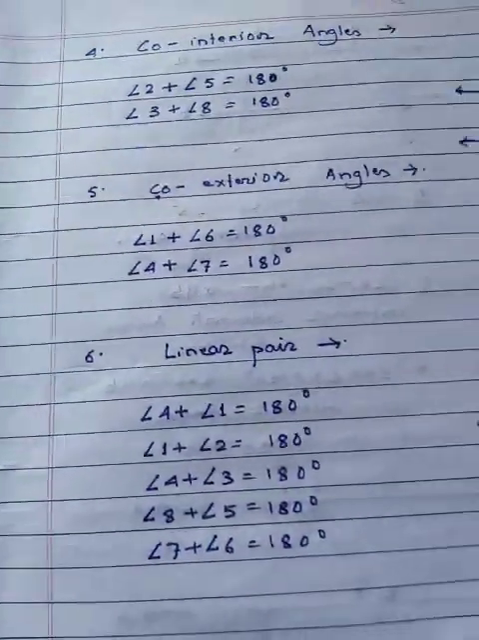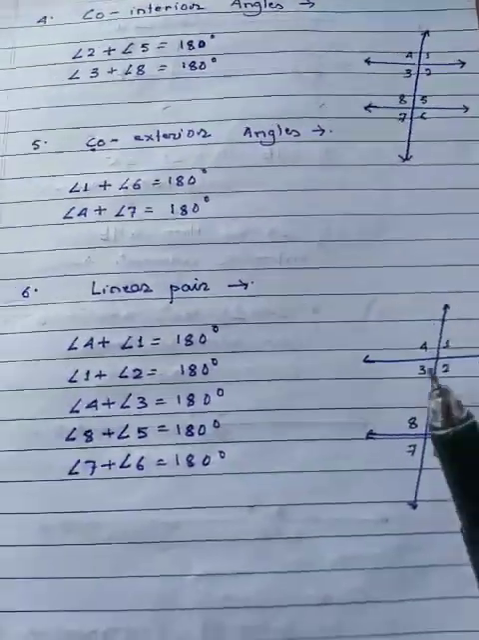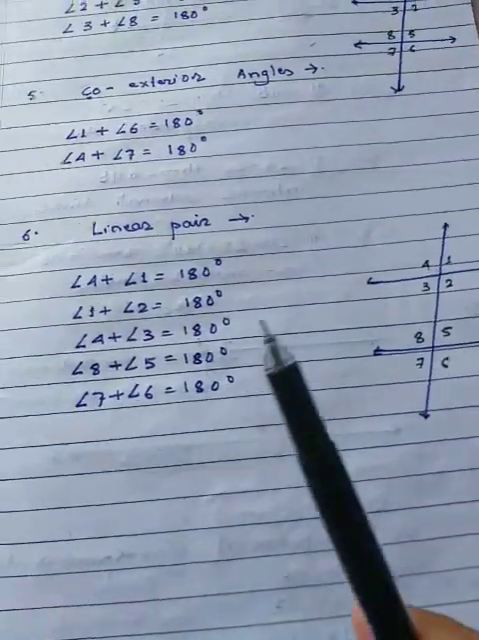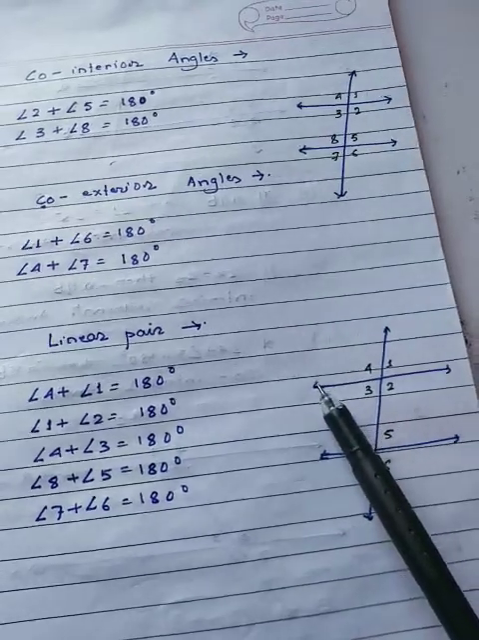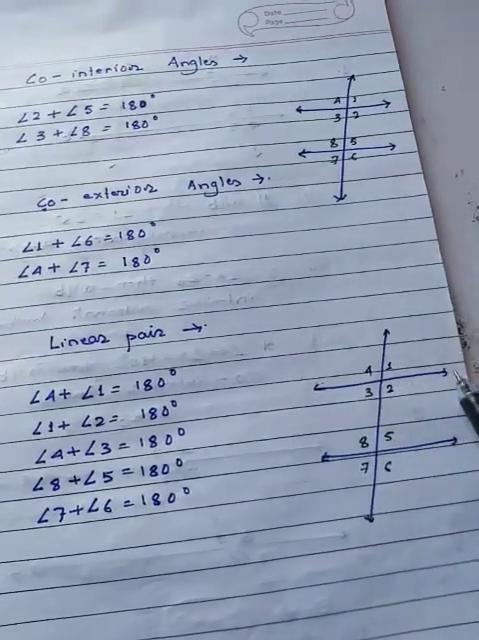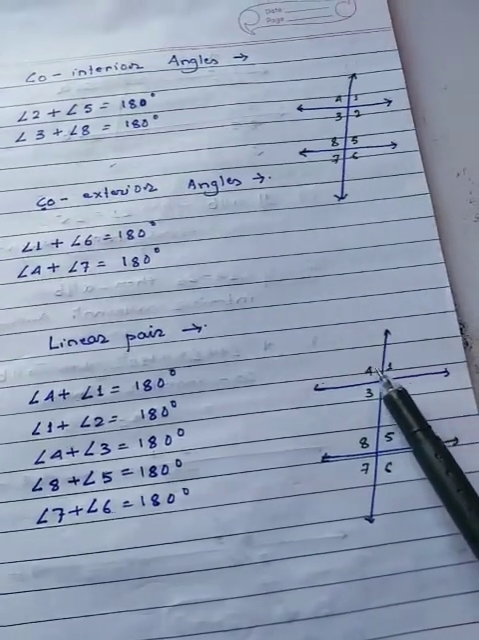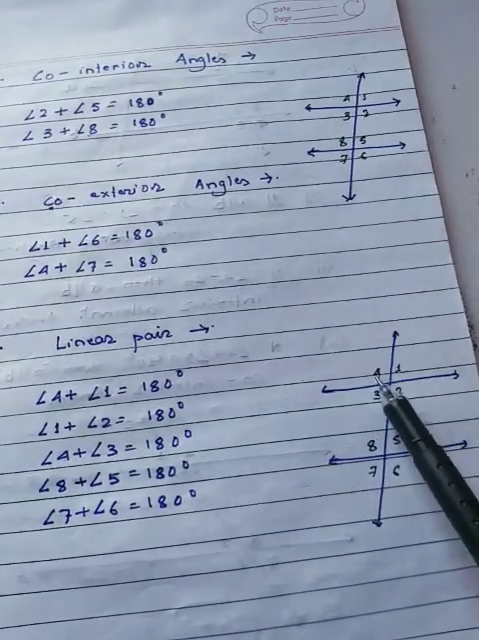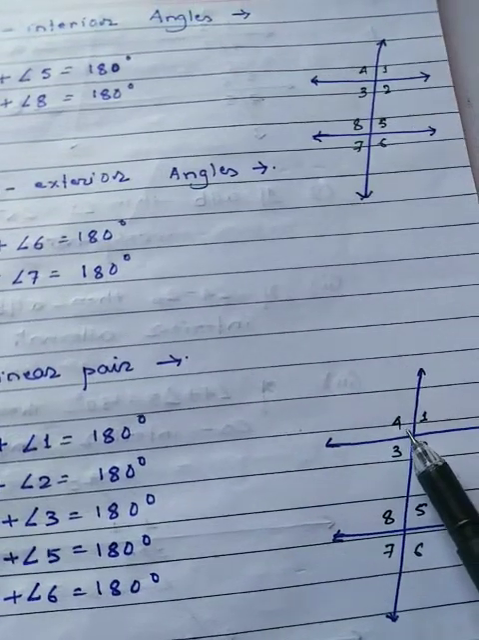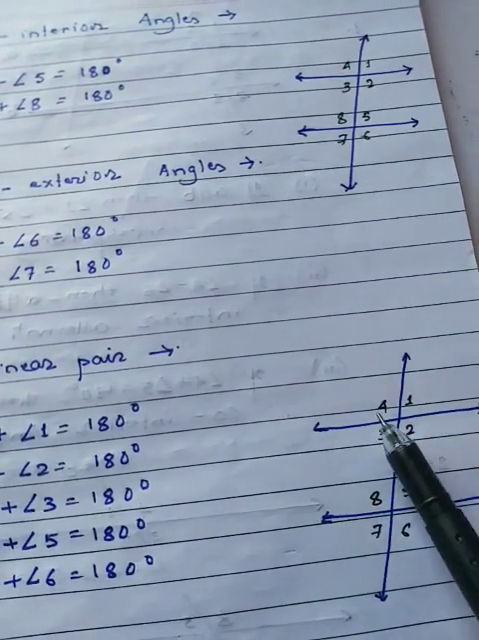Okay, now let's talk about the linear pair. Now see, I have again drawn the figure here. Now what is the linear pair? This is not a new thing for you. Now suppose this is a straight line, isn't it? This is a straight line, students. Now this is forming 180 degrees, and this 180 degrees has been divided into two parts, that is 1 and 4. So these two are a linear pair, that is, the sum of 1 and 4 is equal to 180 degrees.